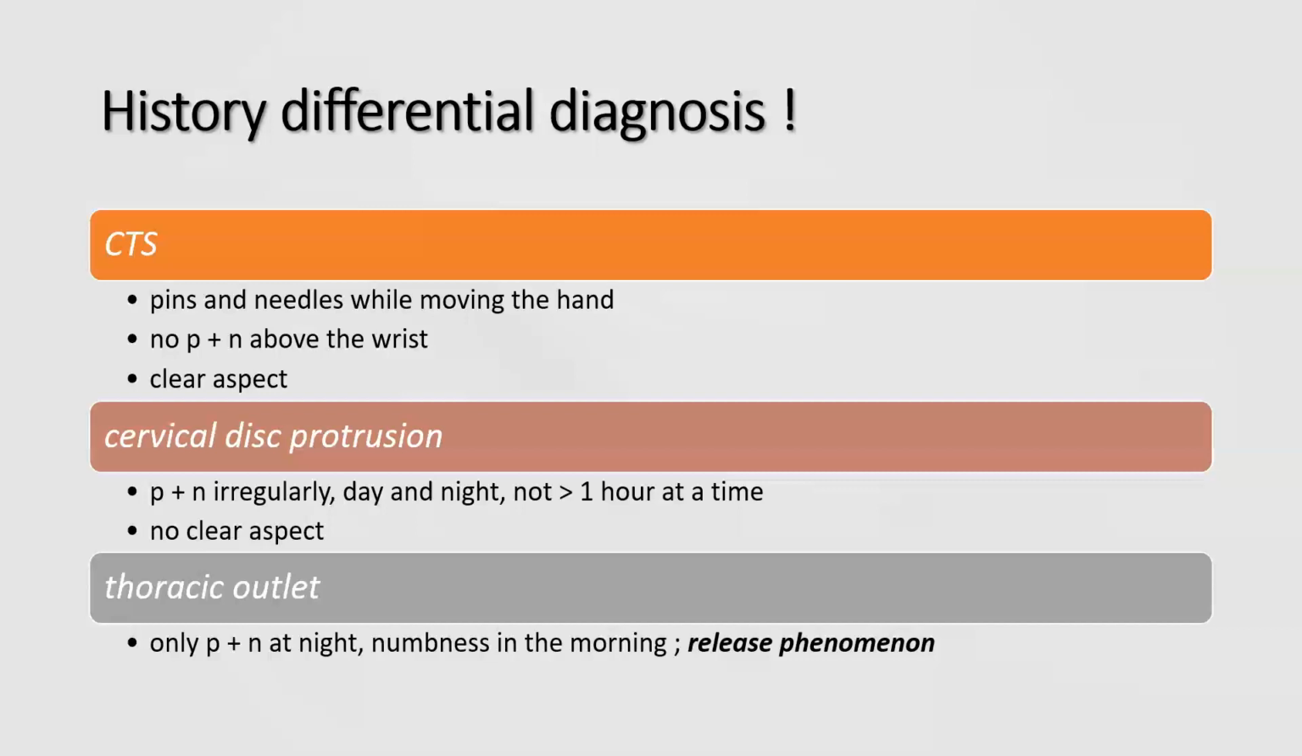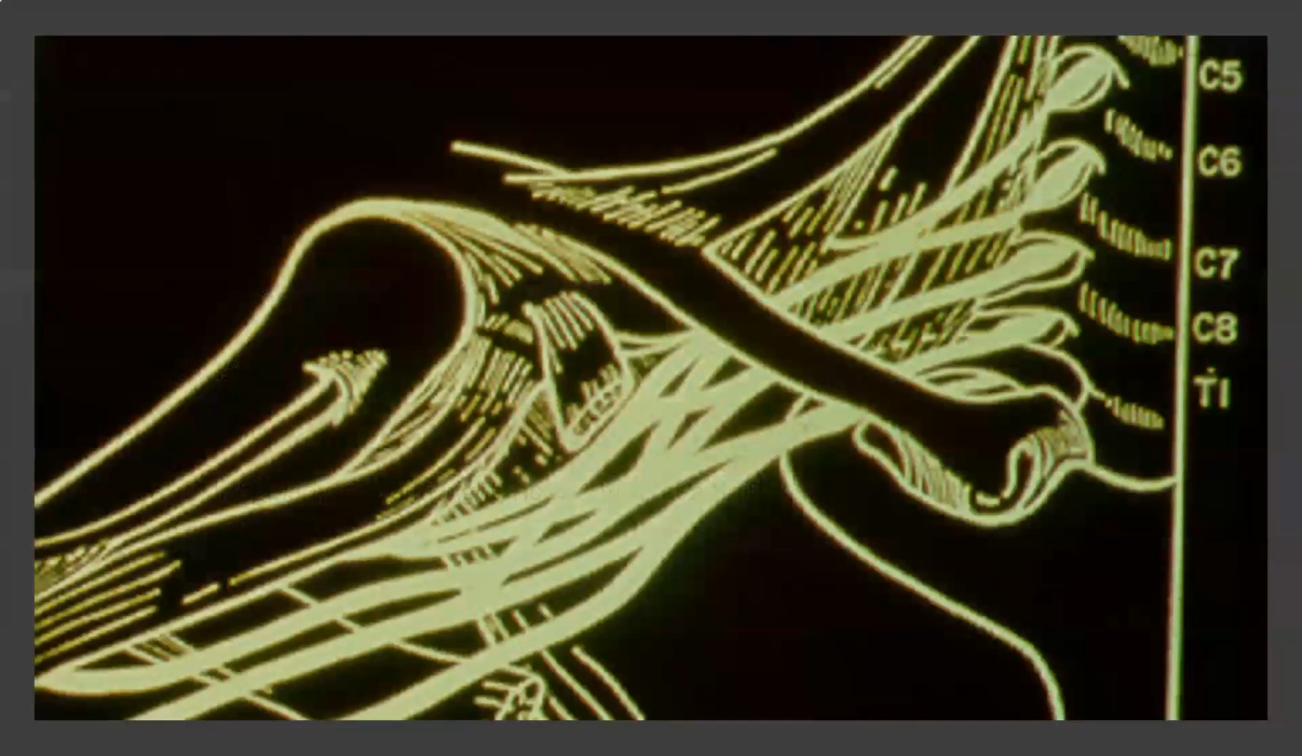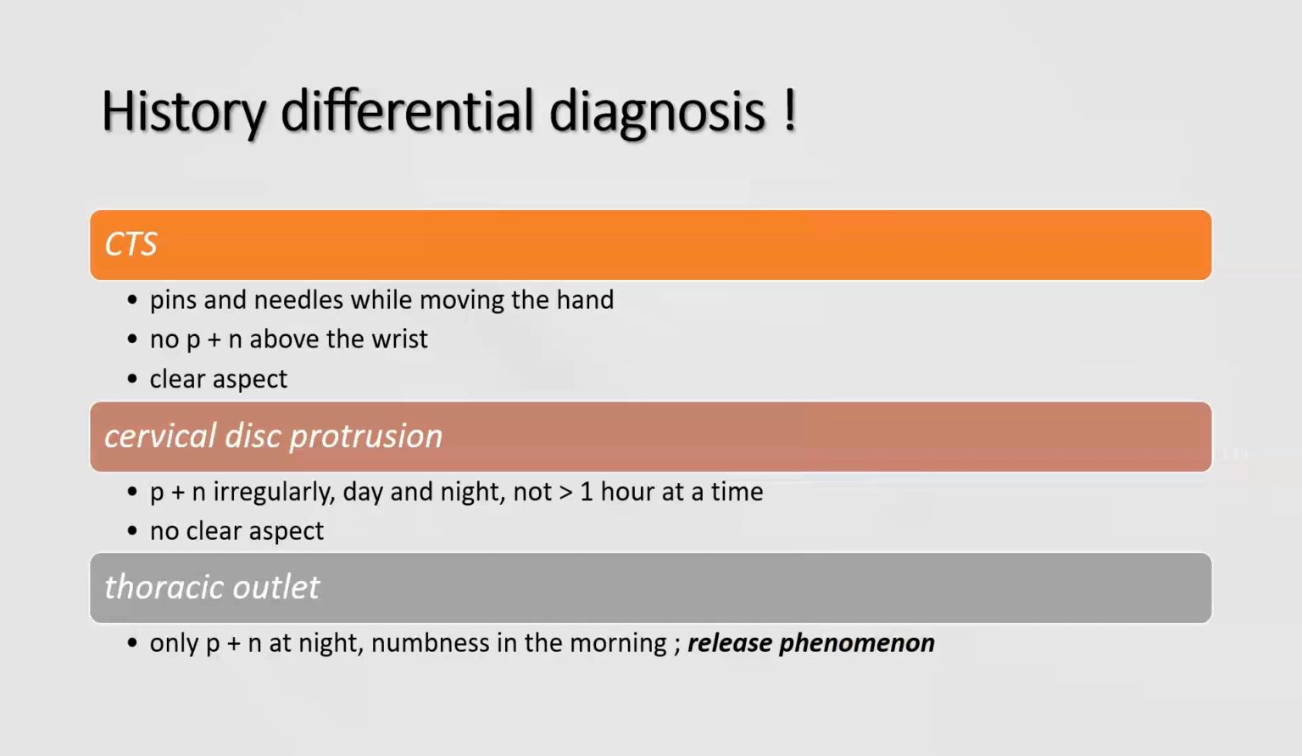If there is a cervical disc protrusion with pressure against the nerve root, then the pins and needles are going to be very irregular, day and night, and mostly not longer than 1 hour at a time, and there is certainly no clear aspect. And if there is a thoracic outlet syndrome, more specifically compression on the lower parts of the brachial plexus, then this is also a nice example of a release phenomenon.